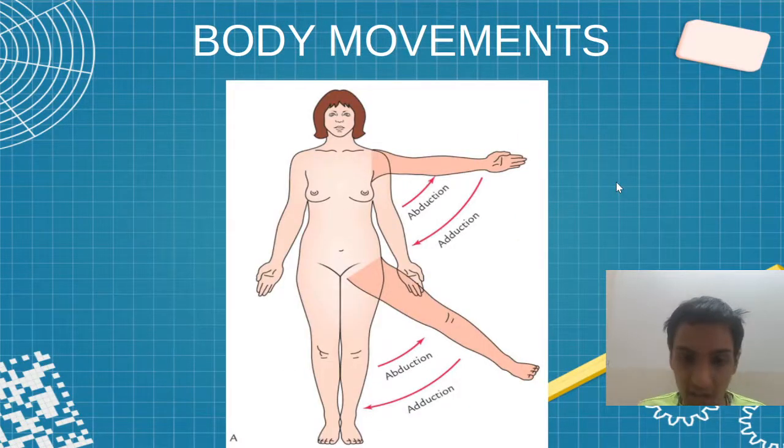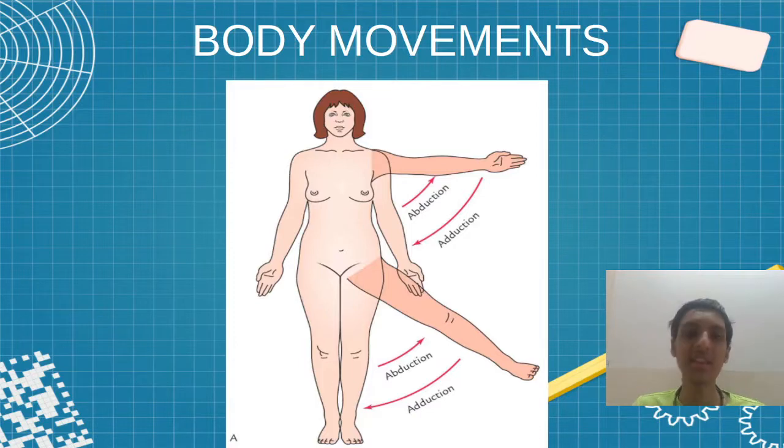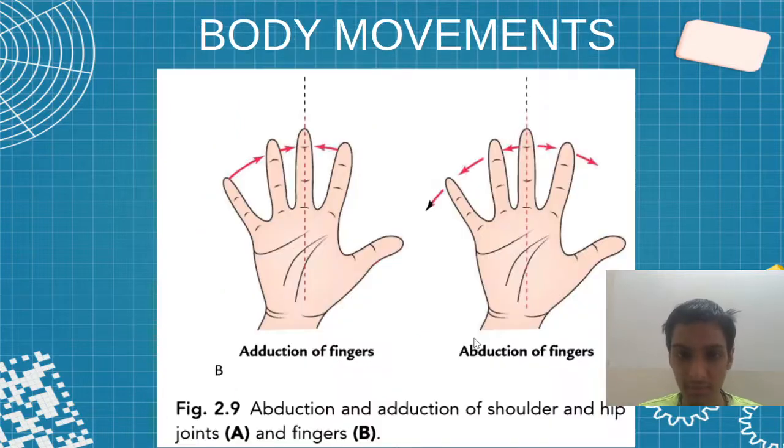This is abduction and adduction. Abduction, abduct, means taking away. Adduction means coming towards, adduct, you are adding something. Abduction is like someone abducted this person, took that person away. That is the meaning of abduct. Abduct means take away, adduct means bring towards.